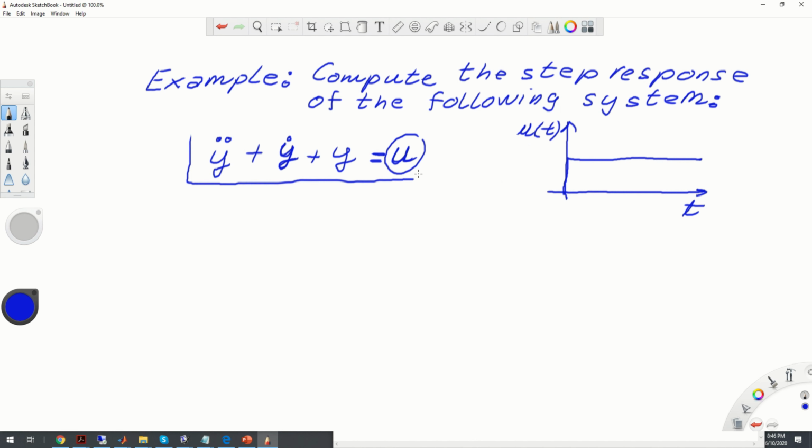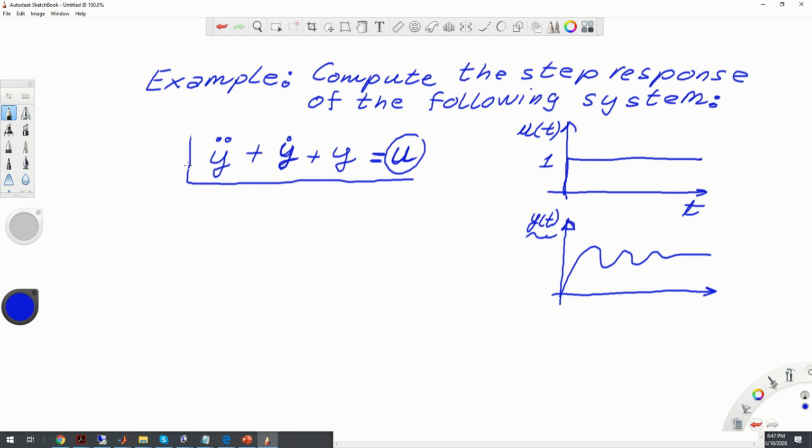So our goal is to compute the function y of t given that u of t is a Heaviside function. So we want to see how our y of t will behave. Most likely it will behave like this, right?